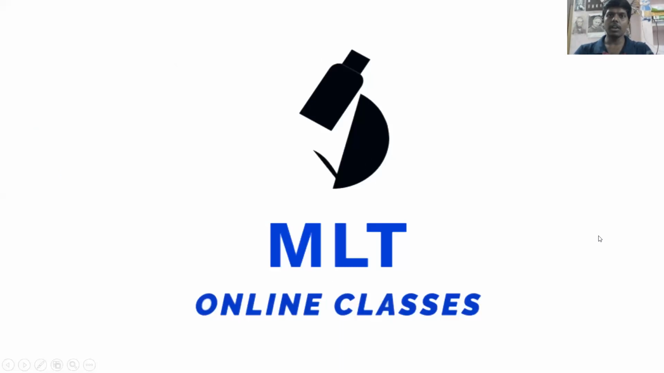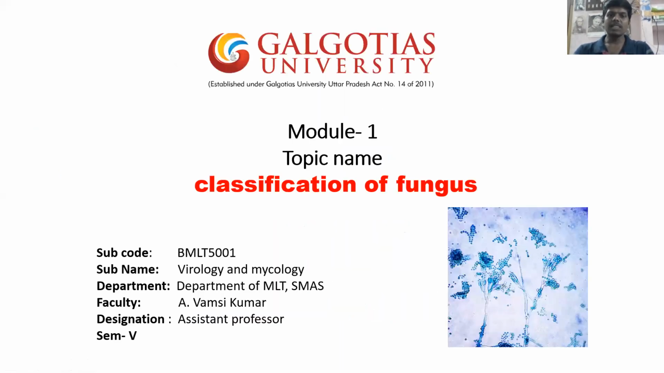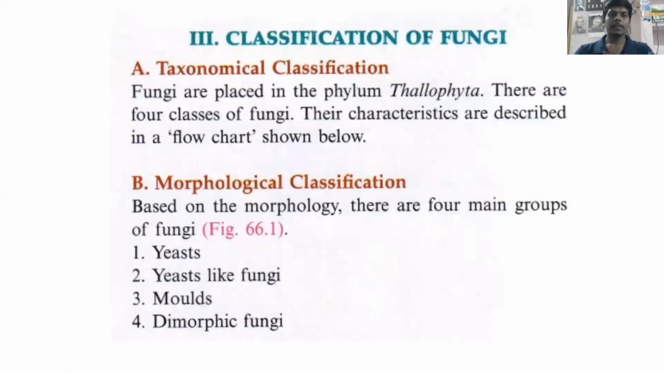So in this lecture, we are going to discuss the classification of fungi. Let us see how fungus is classified and how they are divided. So let us start. Basically, the fungi are classified into two types: taxonomical classification and morphological classification. Taxonomical classification means it is a system where living organisms are classified into different groups.